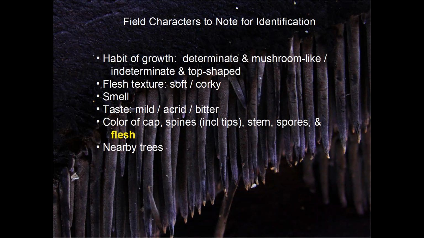But then something that's not so obvious, if you found something and picked it up and are looking at it, is what color is the flesh? It can be quite key to cut them in half vertically through the stem, and the coloring and patterning internally can often say a great deal about it. The last field character that's very important is the nearby trees, and as we go through the various species, I will indicate that certain of the fungi are associated with certain trees and others with other trees.